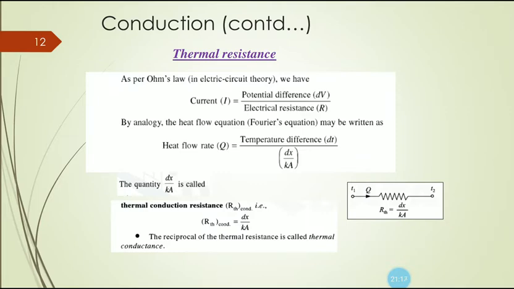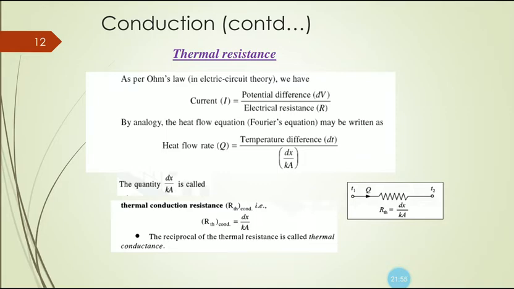Now we will get another concept, thermal resistance. In basic electrical we have studied Ohm's law, where we have seen that current equals potential difference by electrical resistance. So V equals to IR, that formula for Ohm's law we have studied in basic electrical. Now if we represent our Fourier's law in this way, how to represent that? Q equals to dt by dx by k.